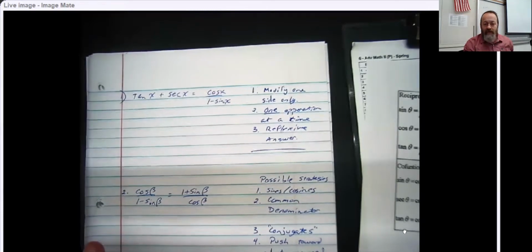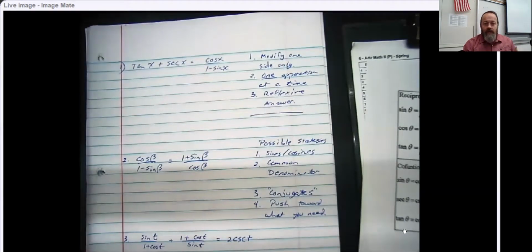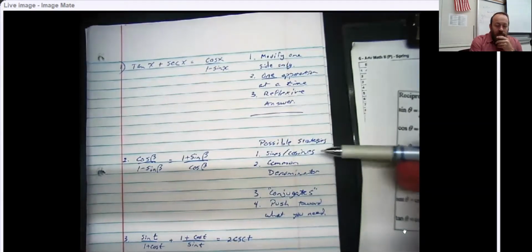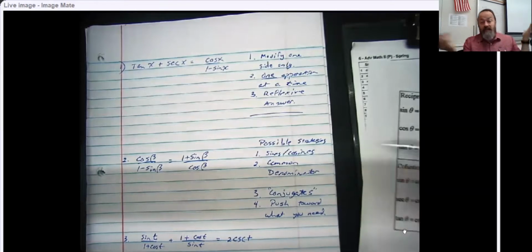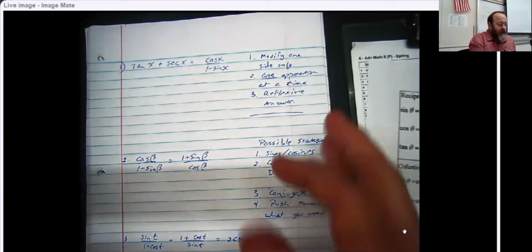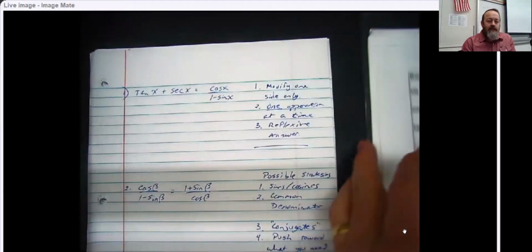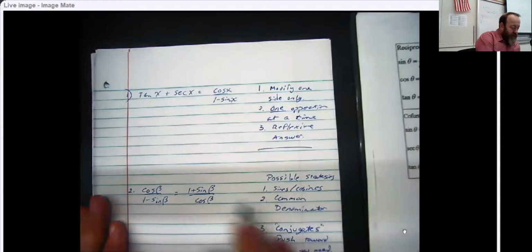Now, I have a series of strategies that I use as I do these problems. One of them is, if a problem looks complicated and I don't know what to do, the first thing I do is turn everything into sines and cosines, because secants, cosecants, tangents, they're all just versions of sines and cosines. So that's the first strategy that I have set up right here.